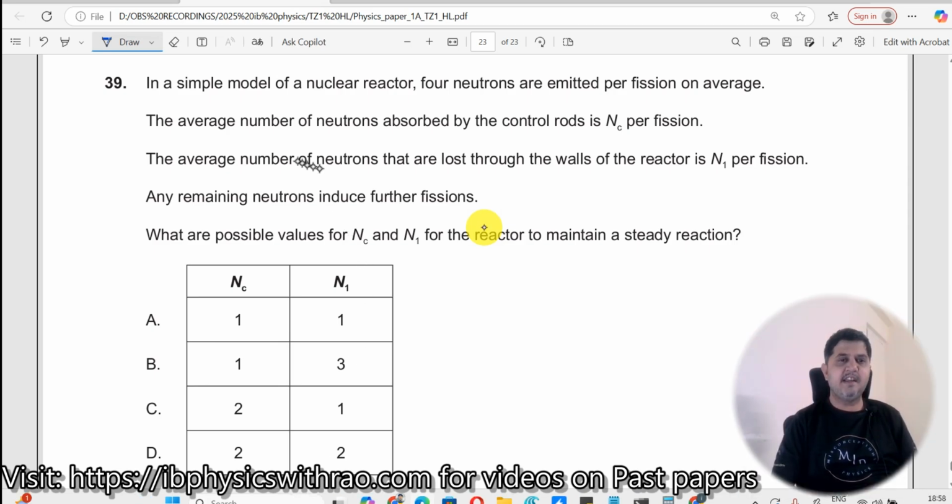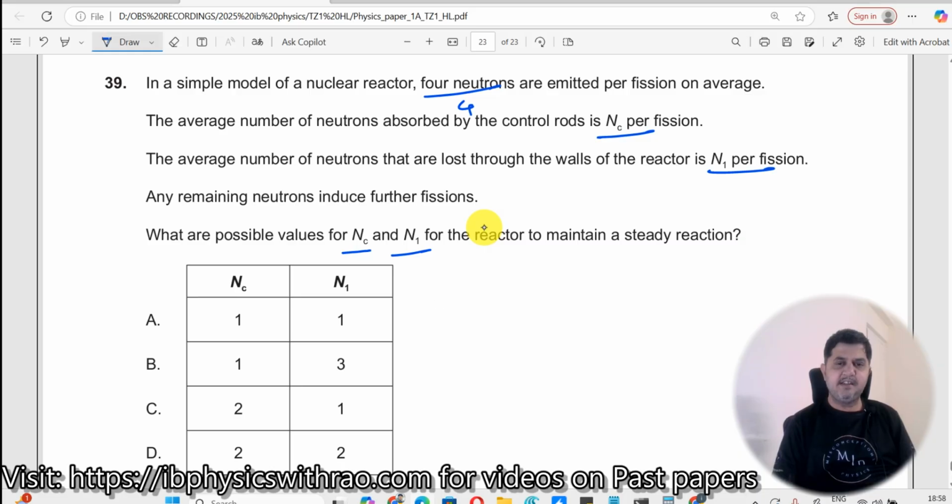Question number 39. In a simple model of a nuclear reactor, 4 neutrons are emitted per fission on average. The average number of neutrons absorbed by the control rod is Nc per fission, and the average number of neutrons that are lost through the walls of the reactor is N1 per fission. For any remaining neutrons induced for the fissions, what are the possible values of Nc and N1?